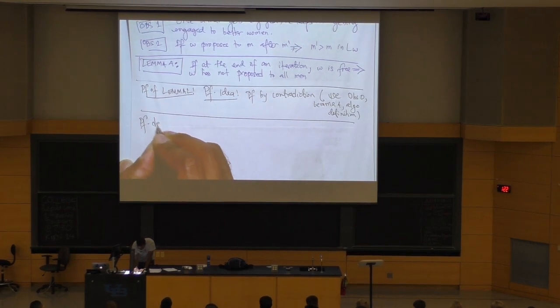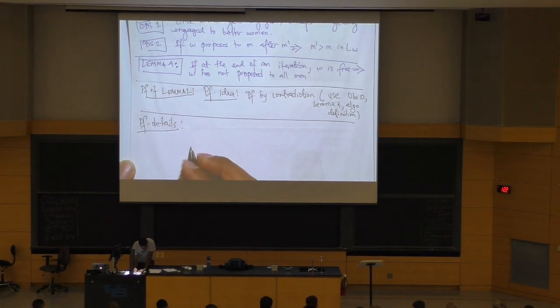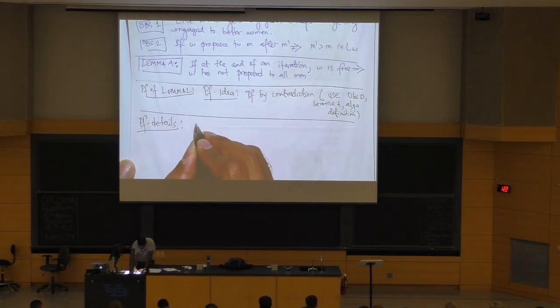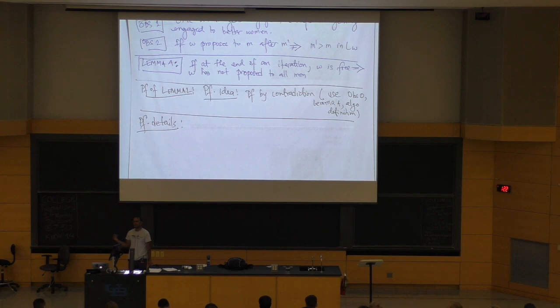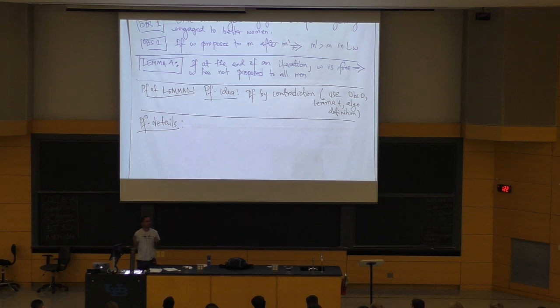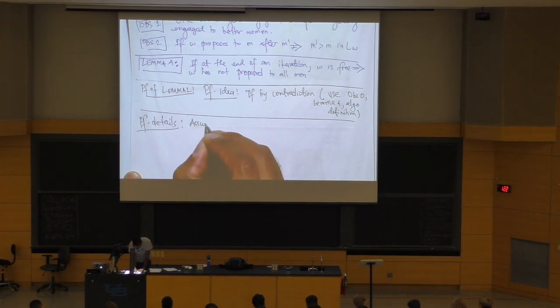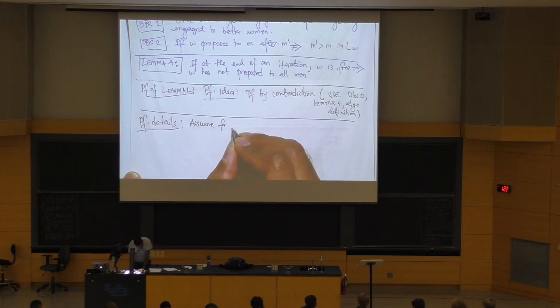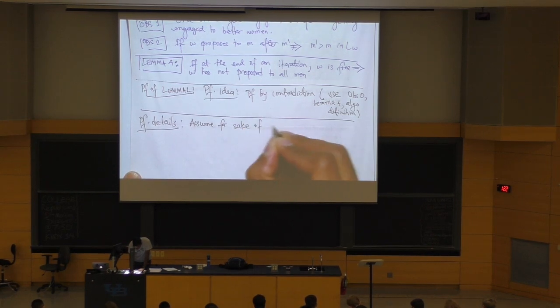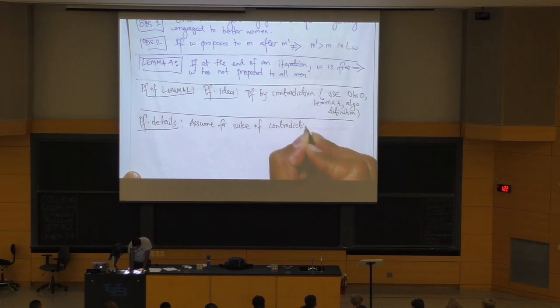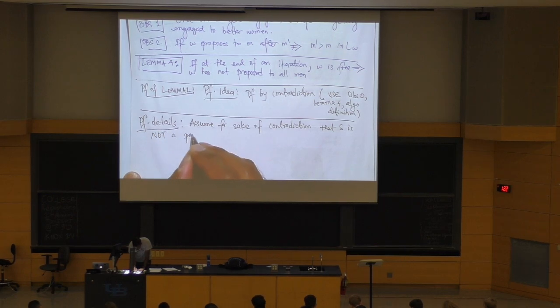So let's go through the details now. So I said we're going to do proof by contradiction. So what's the first step in a proof by contradiction? Yeah, so as Evan said, the first step in proof by contradiction is to assume the negation of what you want to prove. So here we want to prove S is a perfect matching. So we're going to assume that it's not a perfect matching. So assume for the sake of contradiction that S is not a perfect matching.